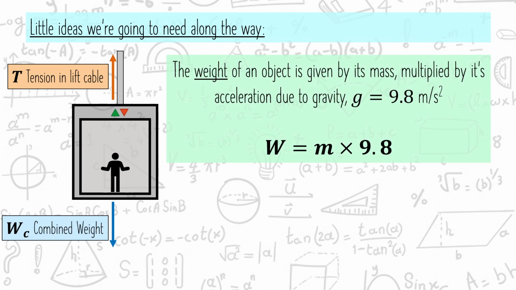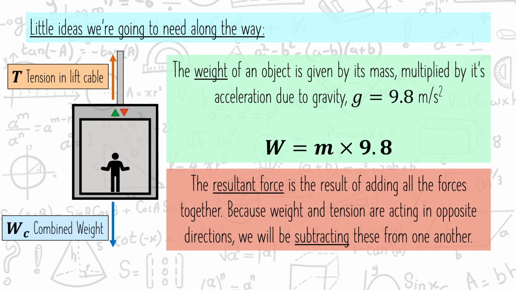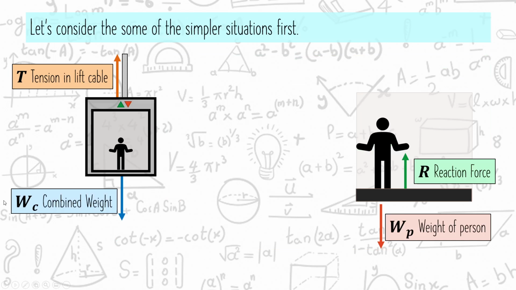Here are some little ideas that we're going to need along the way. The weight of any object is its mass multiplied by the acceleration due to gravity, which is 9.8. As well as this, we're going to need the resultant force, which is what we get when we add several forces together. In a lift, the forces are acting in opposite directions, so we are typically going to be subtracting these forces from one another. Let's talk about some of the simpler situations first.